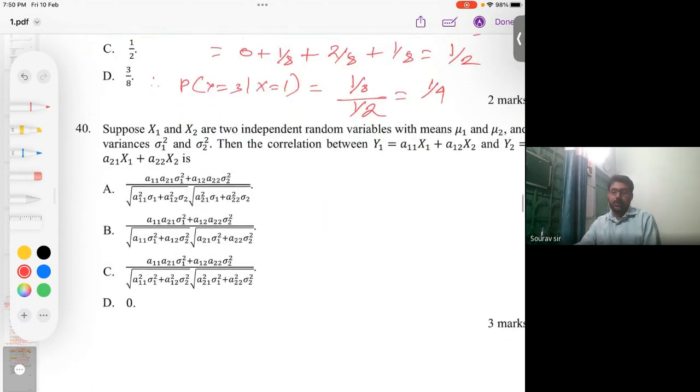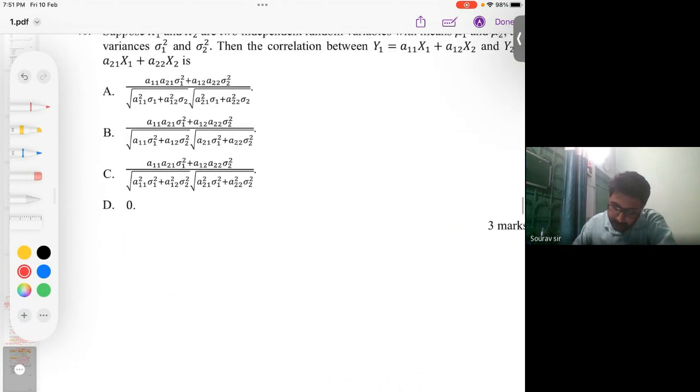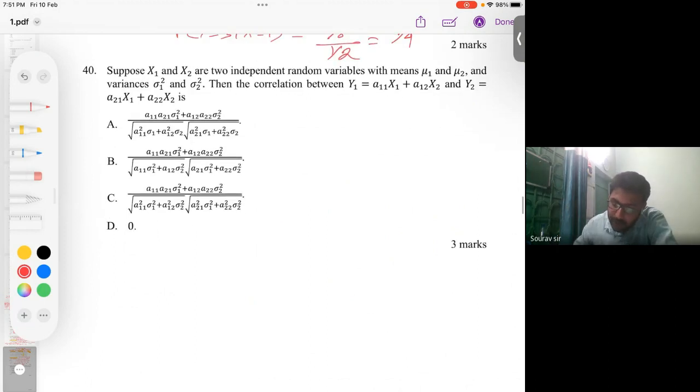Let's go to question number 40. This is the last question of the statistics part. After that, we will start from our ninth part, a different module. In question 40, they've asked: suppose X1 and X2 are two independent random variables with means mu1 and mu2 and variances sigma1 square and sigma2 square. Then the correlation between Y1 equal to a11 X1 plus a12 X2 and Y2 equal to a21 X1 plus a22 X2 is? So we have to find the correlation between these two values.